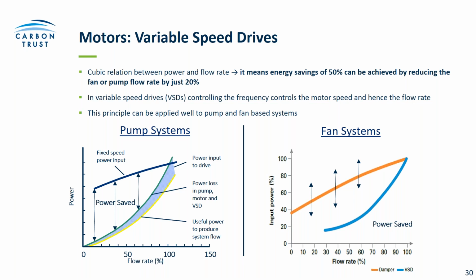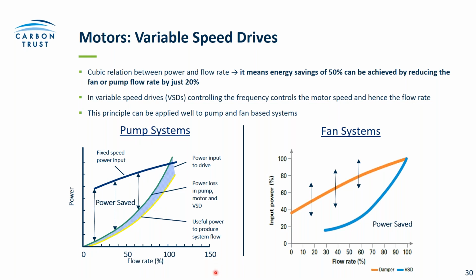So you can see here on the left with pump systems, what would happen with fixed speed power input. There'd be a slight reduction in power based on flow rate, but by using a variable speed drive, you can see here that the system would dramatically reduce power when the flow rate is not required. And you can see the impact that has in terms of the power and energy saved overall.